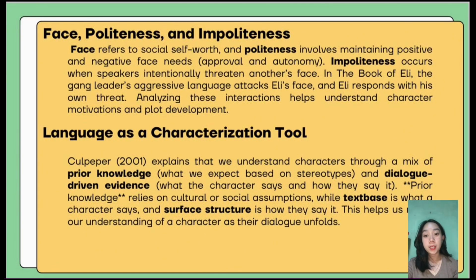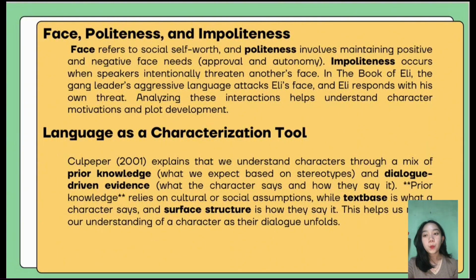Language as a characterization tool. Culpepper 2001 explains that we understand characters through a mix of prior knowledge, what we expect based on stereotypes, and dialogue-driven evidence, what the character says and how they say it. Prior knowledge relies on cultural or social assumptions, while text-based is what a character says, and surface structure is how they say it. These help us refine our understanding of a character as their dialogue unfolds.